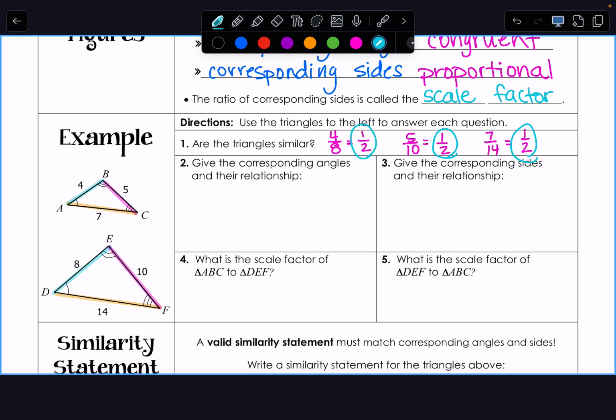All right, so are these two triangles similar? Yes, they are.